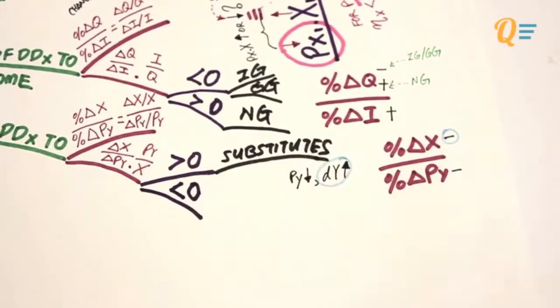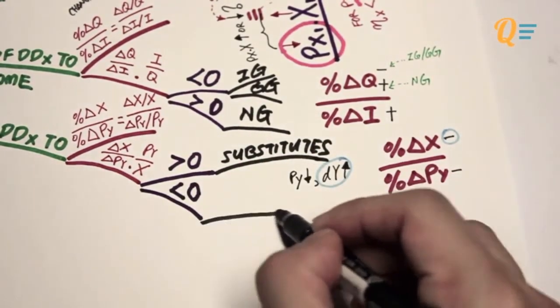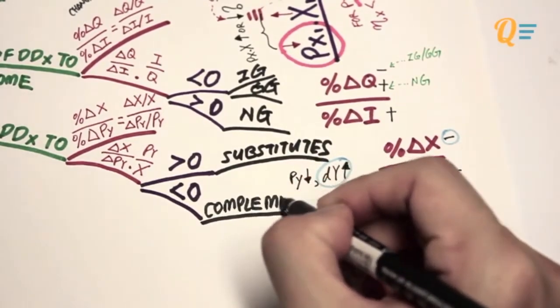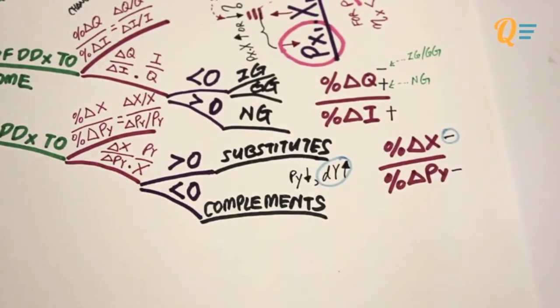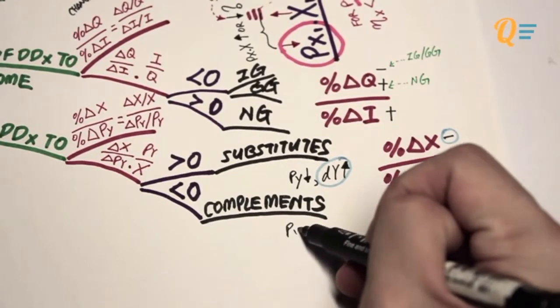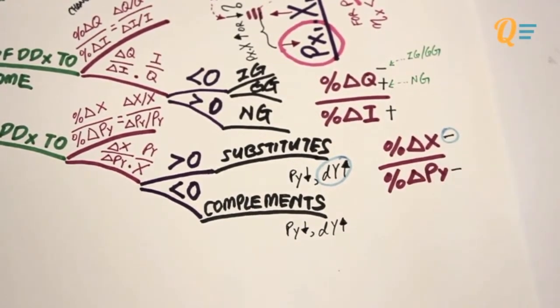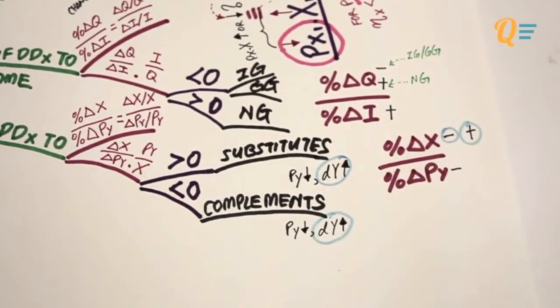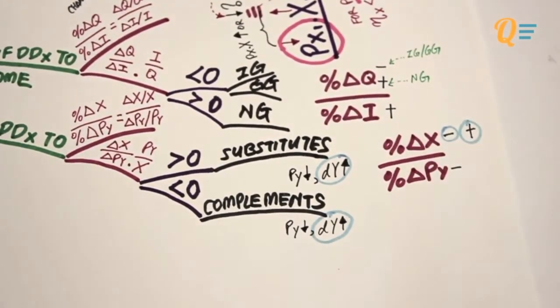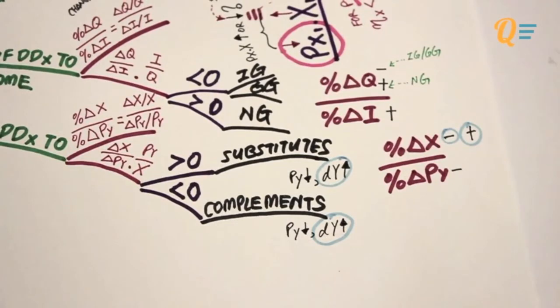And obviously, if the cross elasticity of demand is a negative number, then the relationship between X and Y would be complements. So taking the same assumptions, the price of Y will fall, causing an increase in demand for Y. So take a look at this numerator here. If the numerator is positive, then you have an increase in both quantity demanded for X and Y. So they are complements, right? Therefore, when you take a positive number divided by a negative number, you're going to get a negative number.